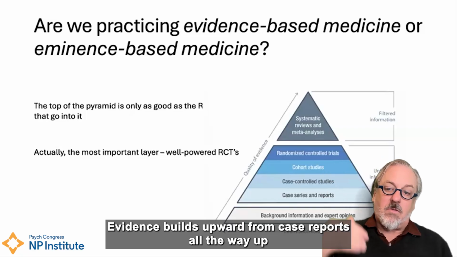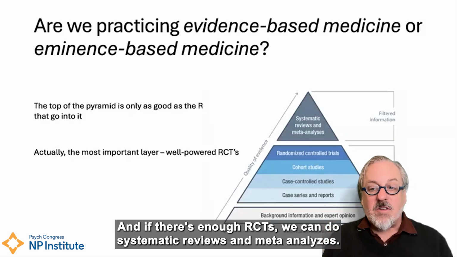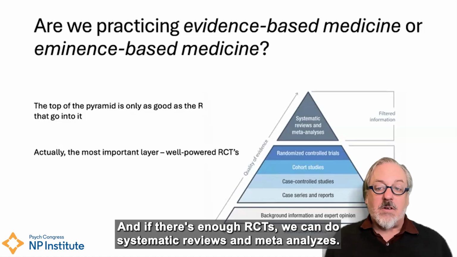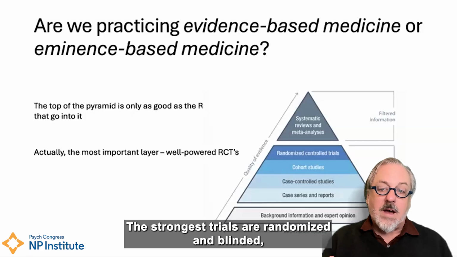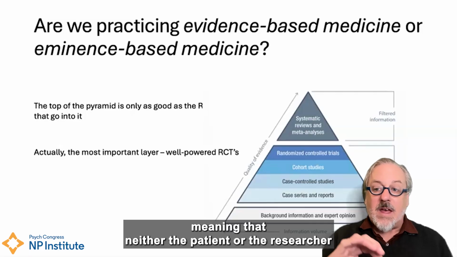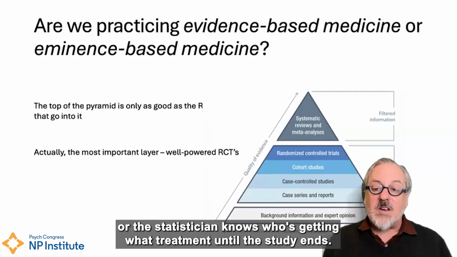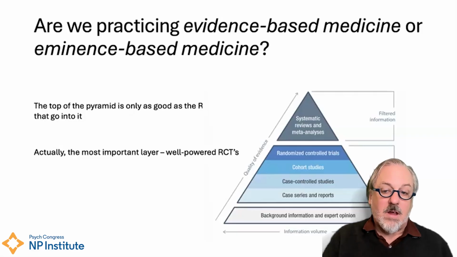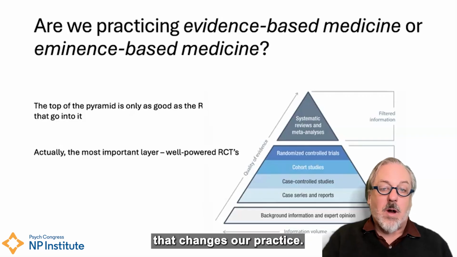Evidence builds upward from case reports all the way up to randomized controlled trials, or what are known as RCTs. And if there are enough RCTs, we can do systematic reviews and meta-analyses. The strongest trials are randomized and blinded, meaning that neither the patient nor the researcher nor the statistician knows who's getting what treatment until the study ends. Stories, of course, engage us, but it should be evidence that changes our practice.